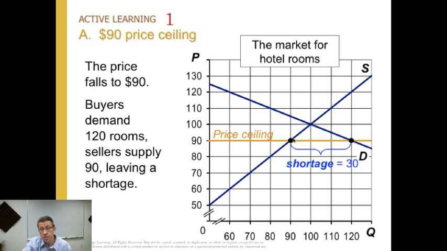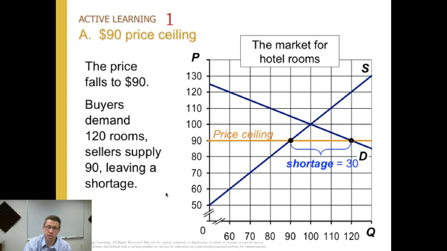Well, here's our quantity supplied. Here's our quantity demanded. Before, we were in equilibrium, price of 100, quantity of 100. Now consumers demand 120, but only 90 are supplied. So you actually have a shortage of 30. So buyers are going to demand 120 rooms. Sellers supply 90. What do we have then?